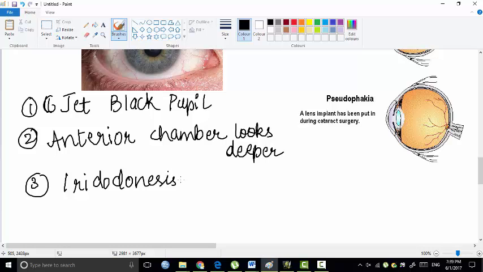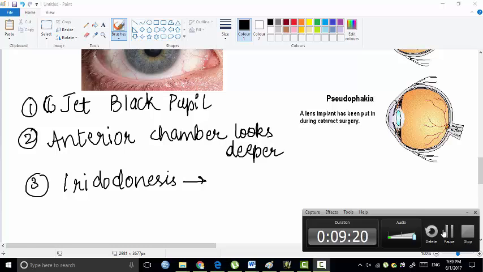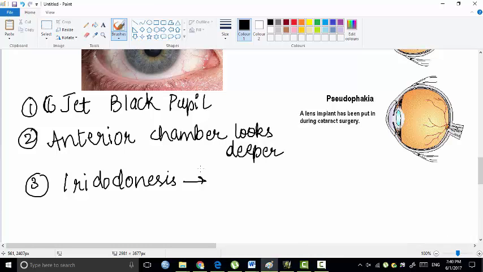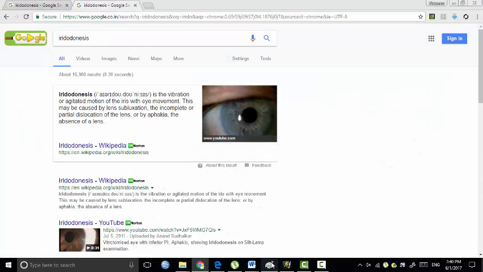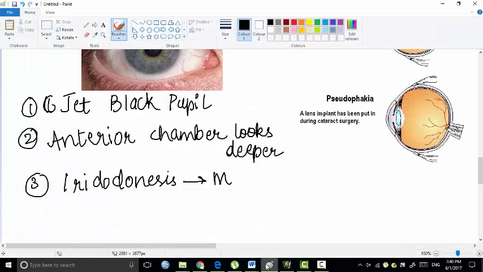This iridodonesis here, what does iridodonesis mean? Iridodonesis is movement of iris. That is movement of the part of eye. It is vibratory movement, a vibration or agitated movement of iris with eye movement. That is, the iris which is present moves as the eye moves.